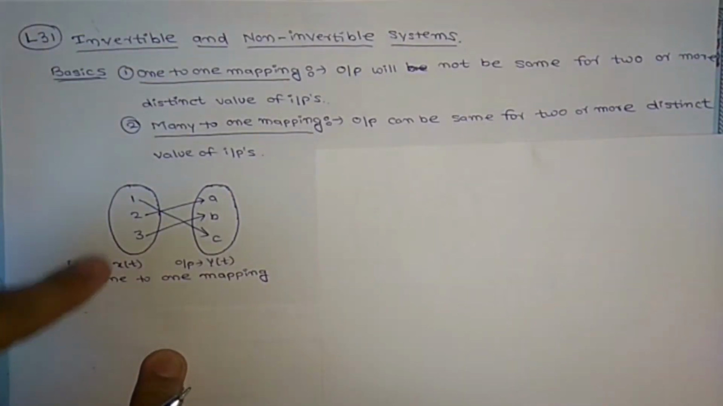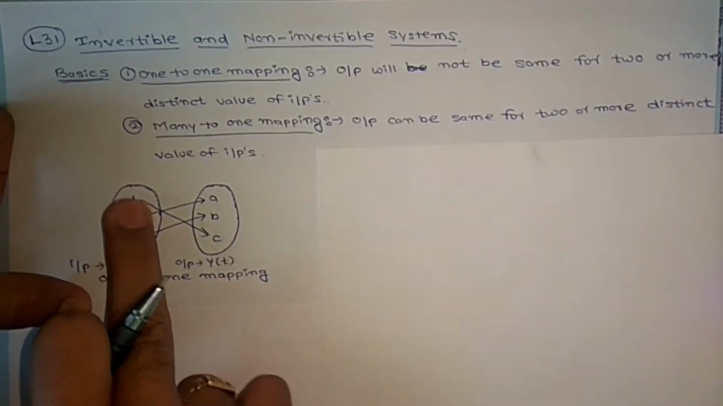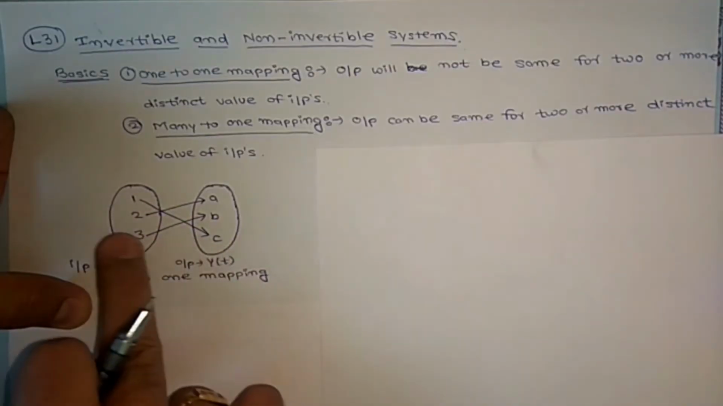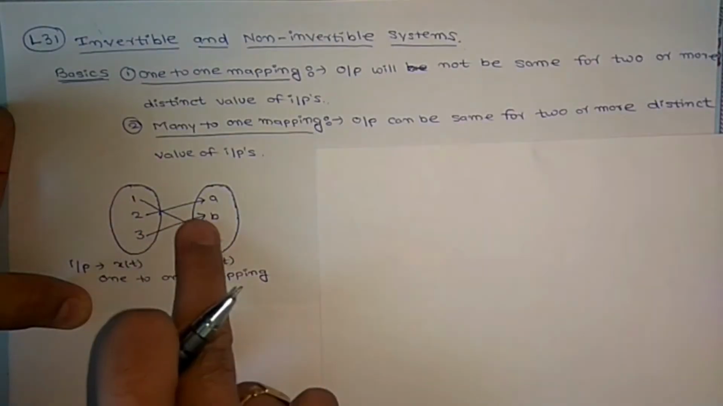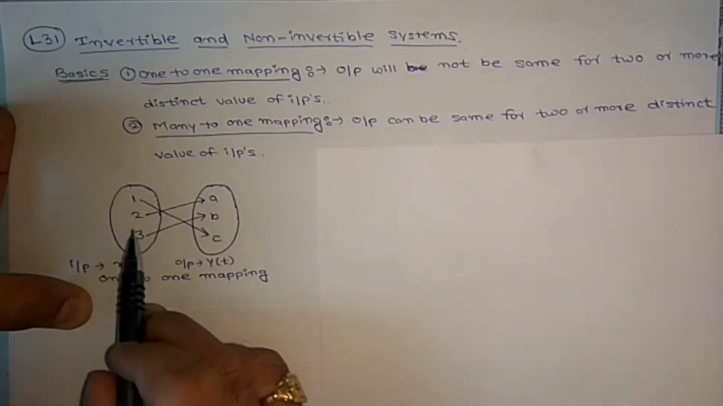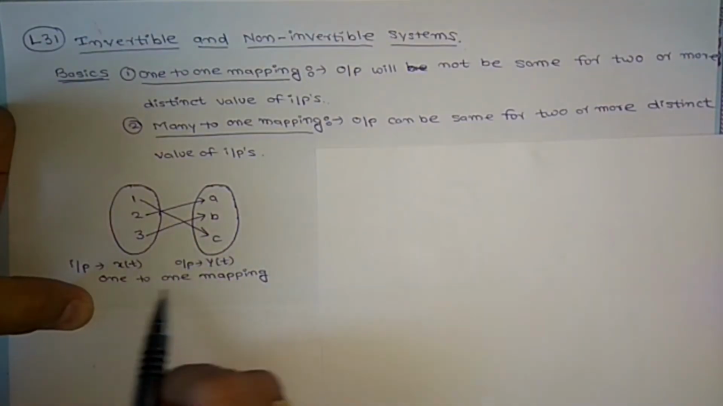Here you assume this is input and this is output. If I give input 1, I am getting output C. If I give input 2, I am getting A. If I give input 3, I am getting output B. So for every input the output is different. They should not match. So this is one-to-one mapping.